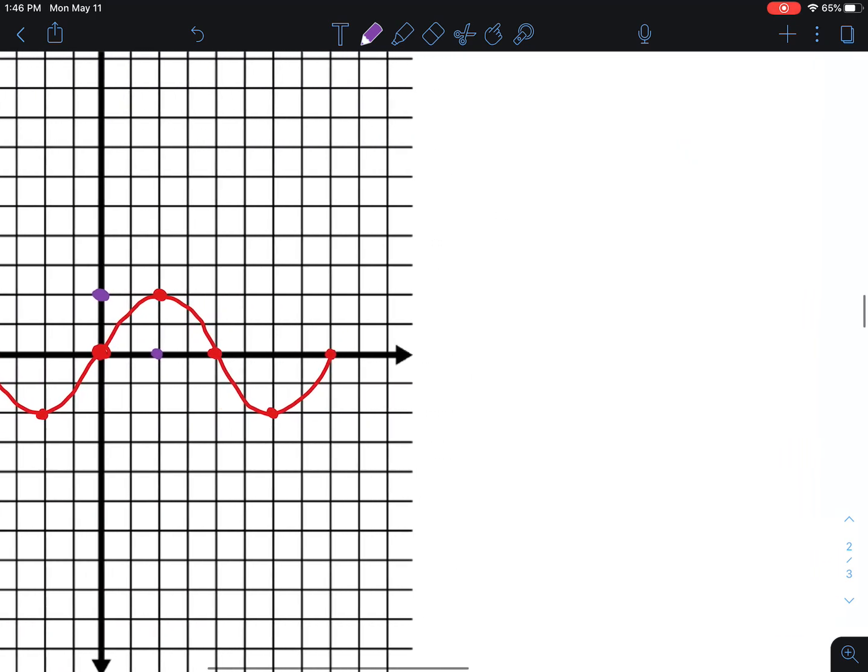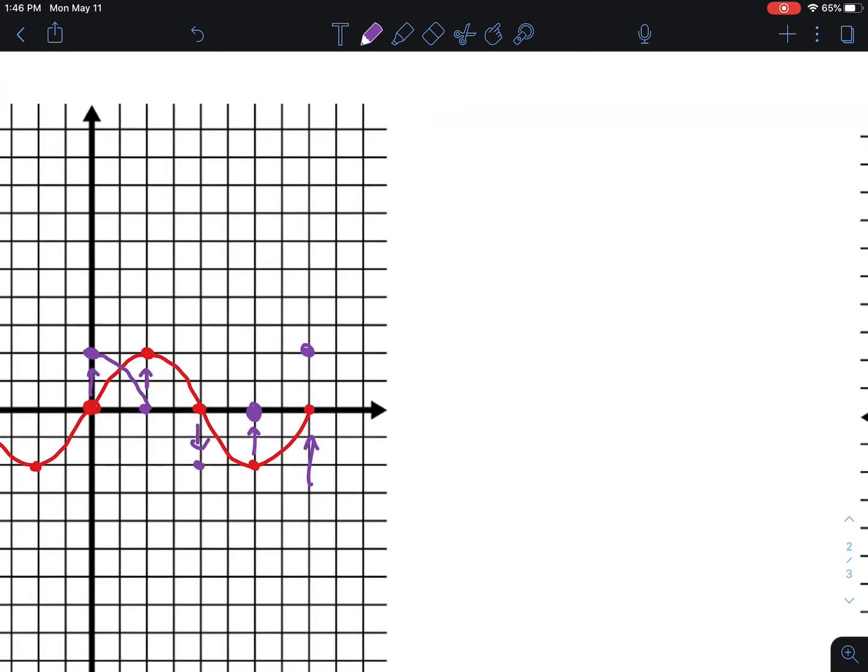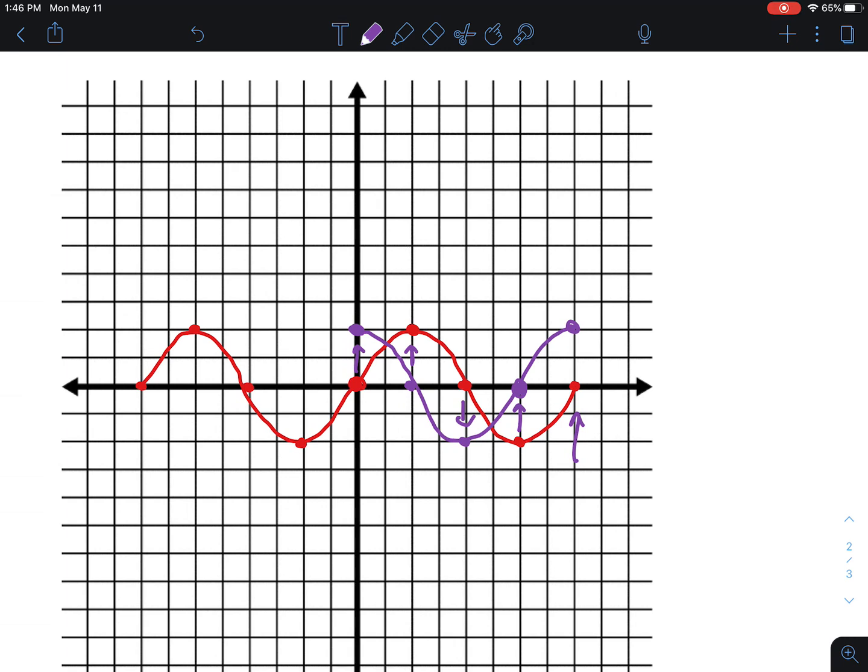Then I'm going to do negative 1. All right, so I'm even with these. It's just I'm picking different y values. So here, I'm going to be at 0. And then where do I go at 360? Well, I'm over 1. I'm now at 1. And here's my sine curve shifted over.